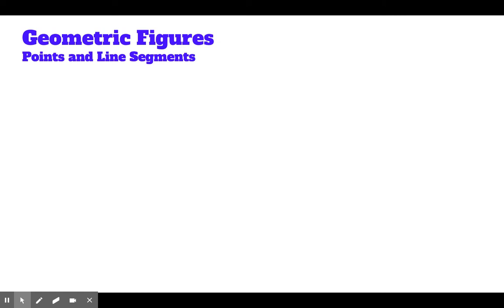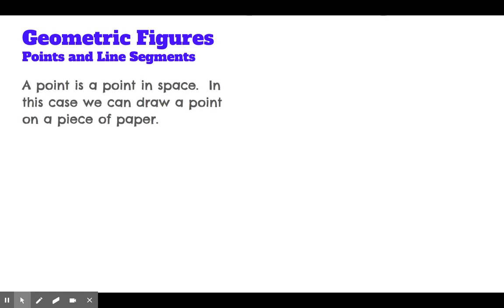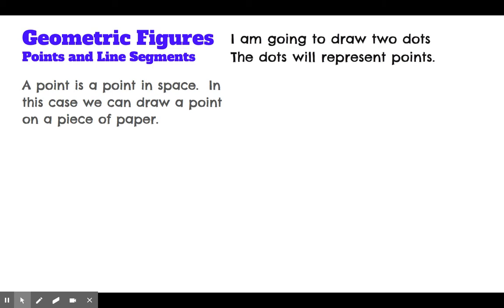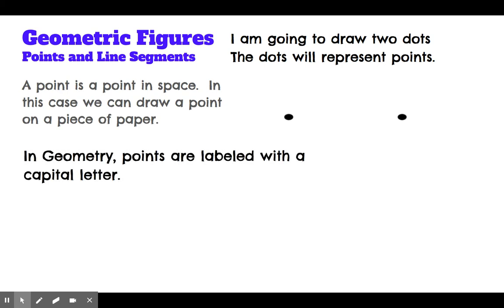So let's talk about points and line segments. A point is a point in space. In this case, we can draw a point on a piece of paper. So I'm going to draw two dots, and these dots will represent points. Here's a dot, and there's another dot. In geometry, points are labeled with a capital letter. So in this case, I'm going to name it point A and point B.